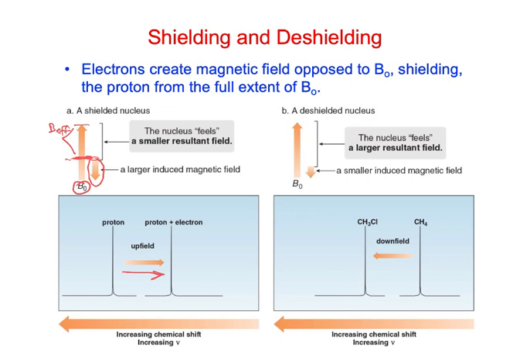Alternatively, if there's a lower amount of electron density, then the B local is smaller. It only slightly shields the nucleus from the magnetic field. Remember, the stronger the magnetic field, the greater the energy gap, the higher the frequency, right? And so we see, if there's more B0, we have a higher frequency. Okay?